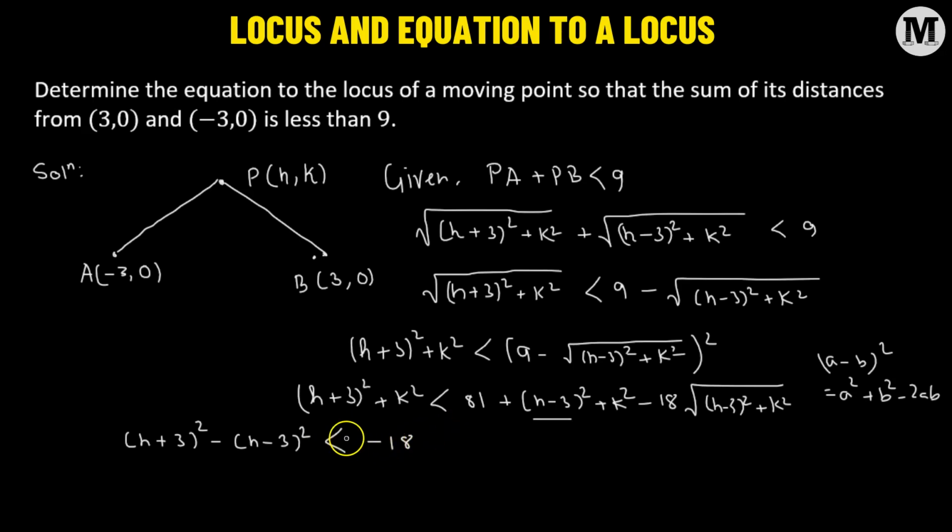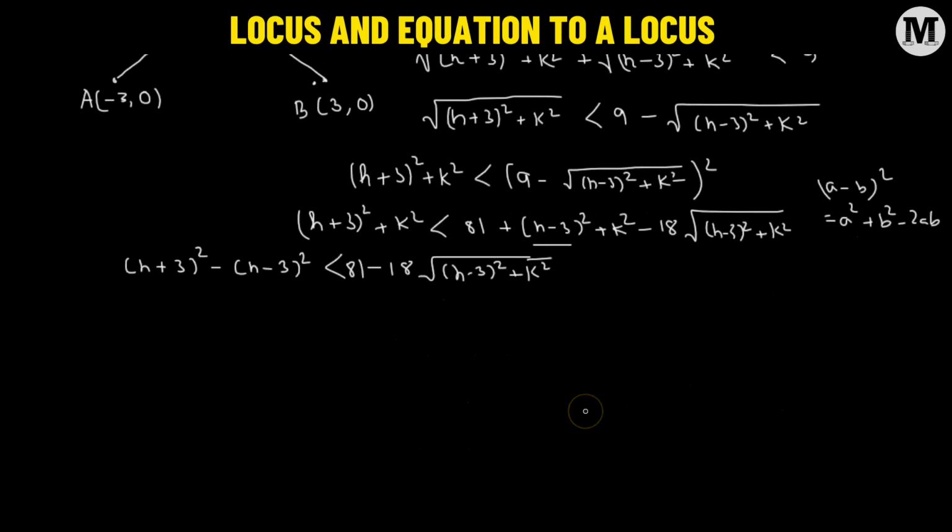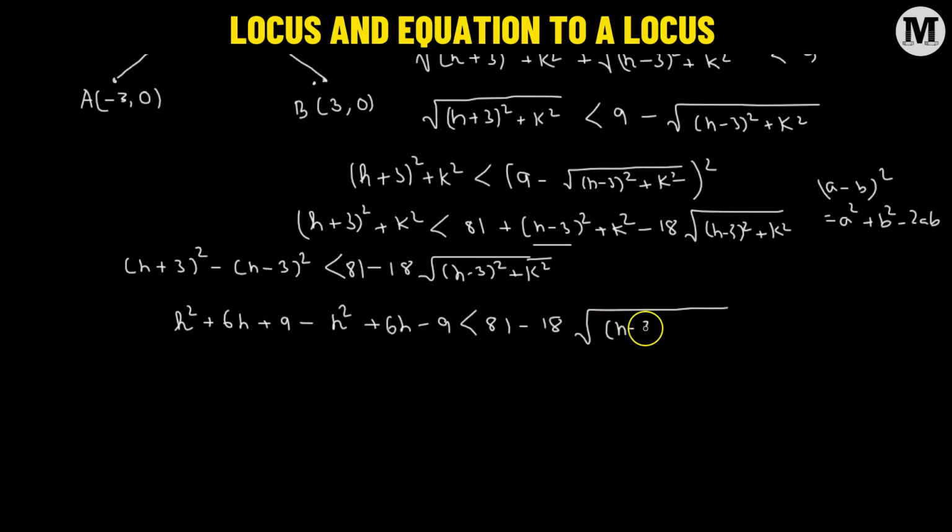We also have this 81 here. 81 minus 18 times square root of (h minus 3) whole squared plus k squared. Fine. Okay, let's do further simplification. We have h squared plus 6h plus 9 minus (h squared minus 6h plus 9). This will be less than 81 minus 18 times square root of (h minus 3) whole squared plus k squared.